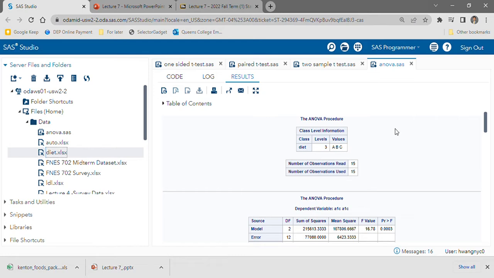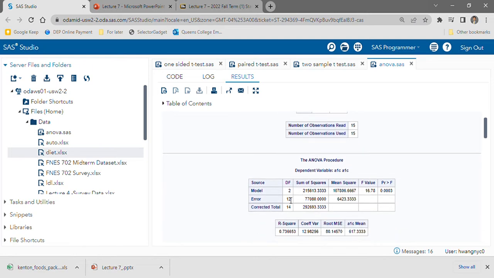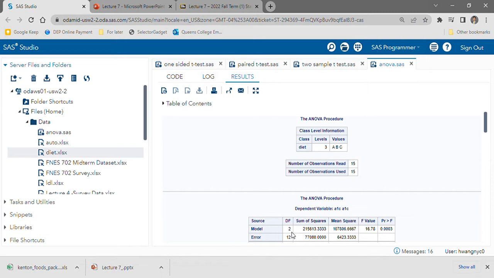And now you're going to go ahead and get our results. Okay? And you'll see number of observations read, 15. Diet has 3 levels, right? And the levels are diet A, diet B, and diet C, right over here, right? So that's how you interpret this one. You'll see that our model has 2 degrees of freedom. Degrees of freedom is always calculated by levels minus 1, okay?